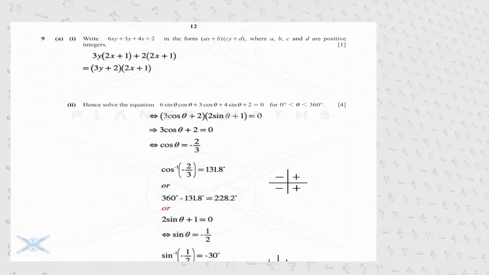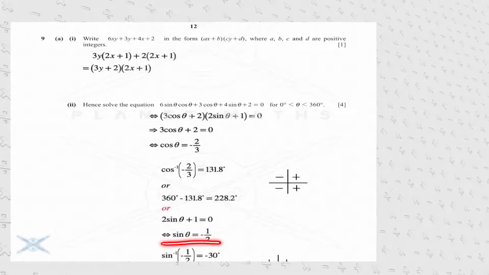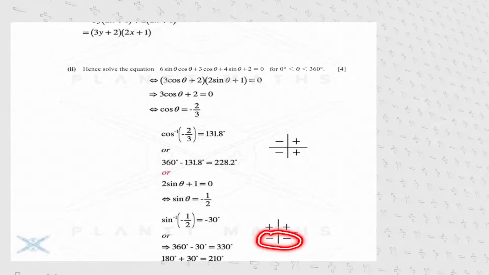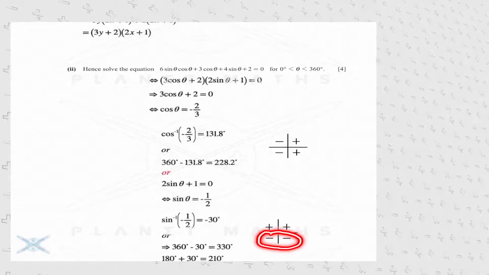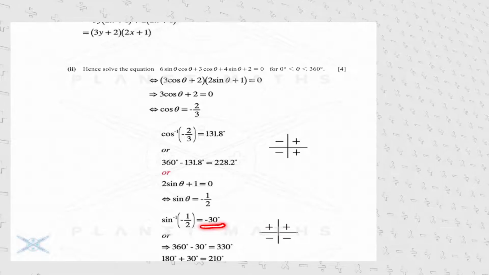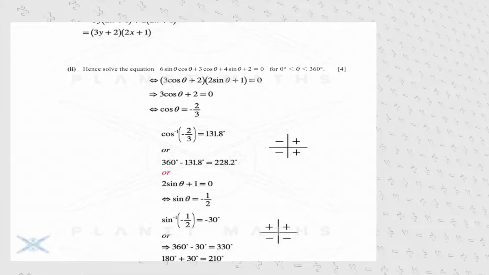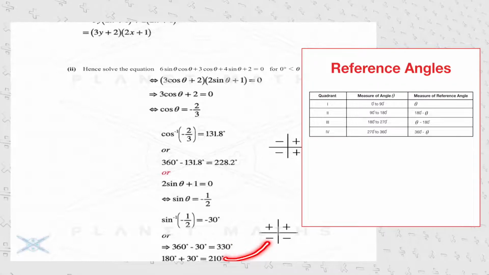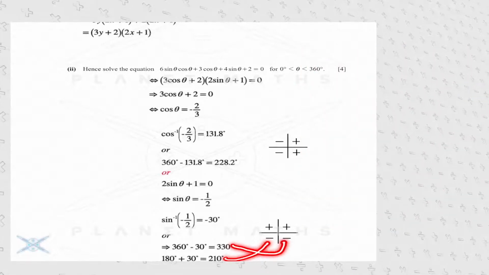In our second instance, we can see that sine theta equals a negative value, meaning that our angles must be located in the third and fourth quadrant respectively. And again, using our properties for reference angles, we will receive both of the angles required, one being located in the third quadrant and the other in the fourth, as to be expected.